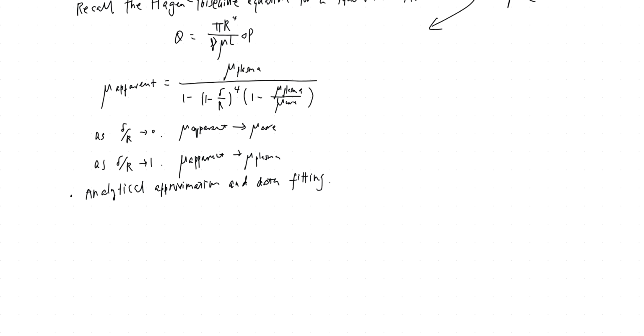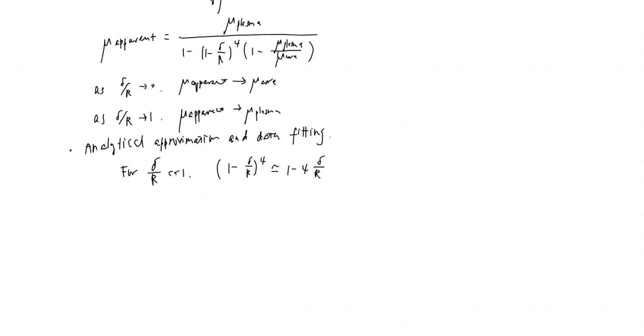So usually delta divided by R is much less than 1. Then we know from calculus that (1 minus delta over R) to the power of 4 is approximately equal to 1 minus 4 delta divided by R. If you forget why this is approximately true, you can just do a Taylor expansion and you will get this. You retain the first order term in your Taylor expansion.